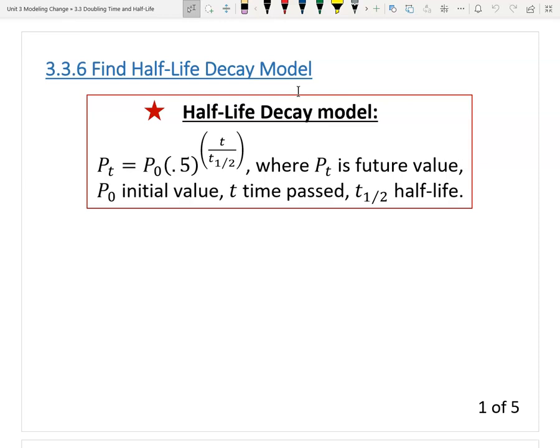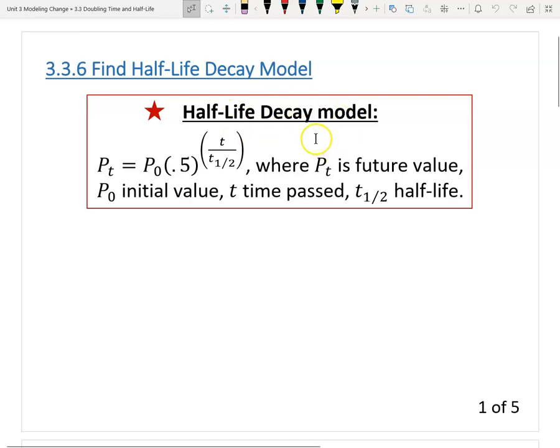The most famous application is the modern technology of carbon dating, which we use to predict the age of a fossil, right? The foundation of this technology is the carbon-14 decay model.